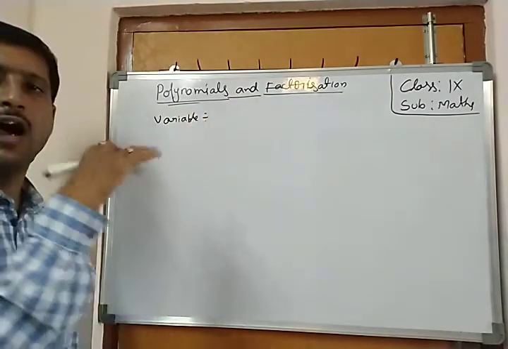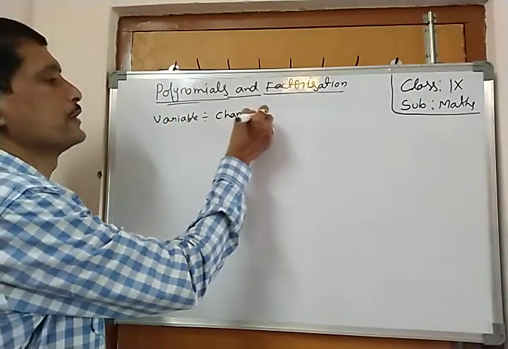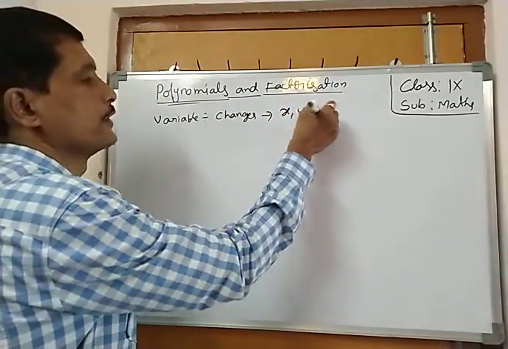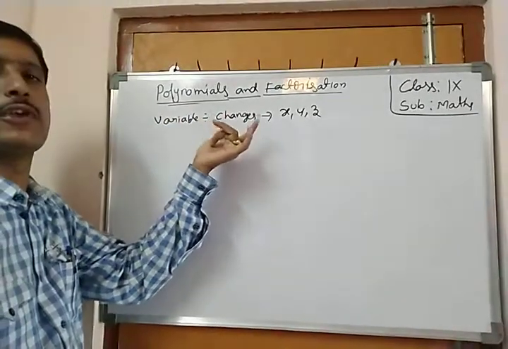A variable means a value that always changes. Generally we take variables as the English alphabets x, y, z. Here the variable varies, its value always changes. It is not a fixed value.